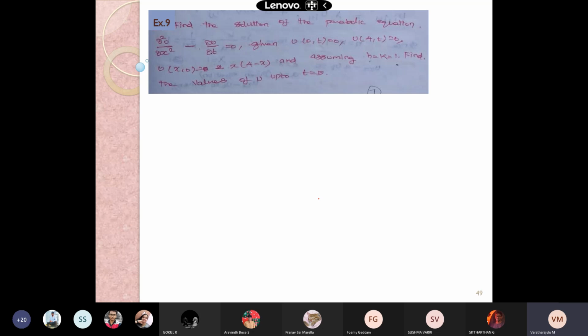I think there won't be any issue with these derivation of schema and Bender schema. We will solve at least one problem. Find the solution of the parabolic equation ∂²u/∂x² − ∂u/∂t = 0. Given u(0, t) = 0, u(4, t) = 0, u(x, 0) = x(4 − x), and assuming h and k equal to 1, find the values of u up to t = 5.